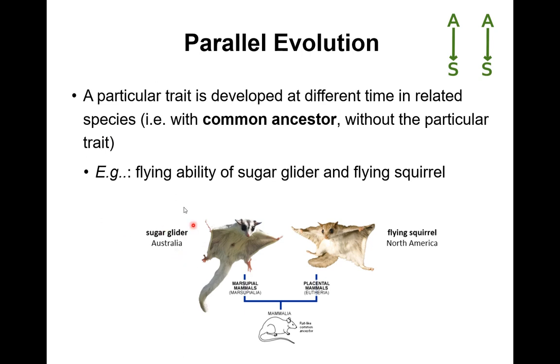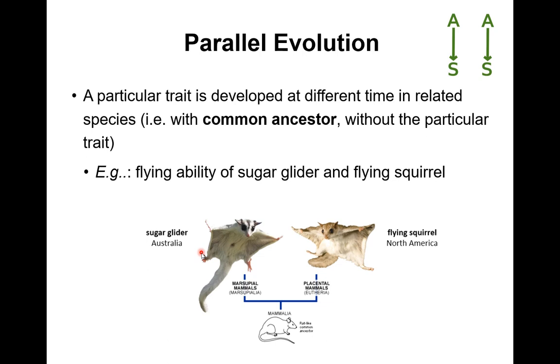You have an example here, the flying ability of what is called the sugar glider. So this is a marsupial mammal that lives in Australia. And then here you have the flying squirrel, which is a placental mammal, fairly different from marsupial ones, that lives instead in North America. They all share a fairly recent common ancestor, which is a rat-like type of animal. Not surprising, if you look at squirrels, they look fairly similar, right?